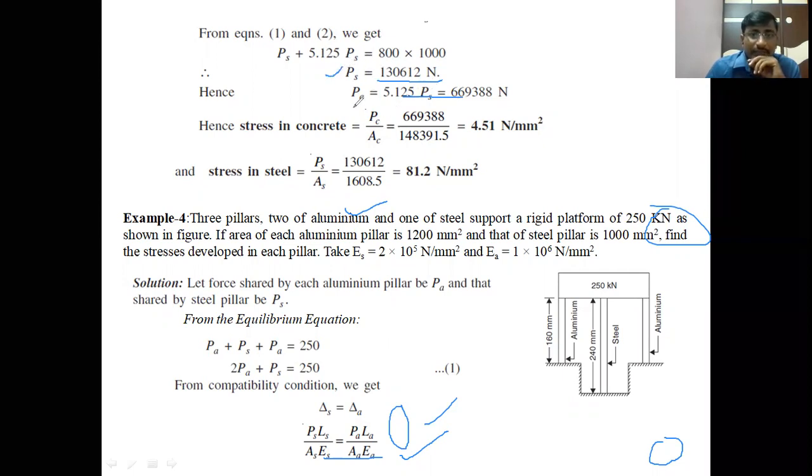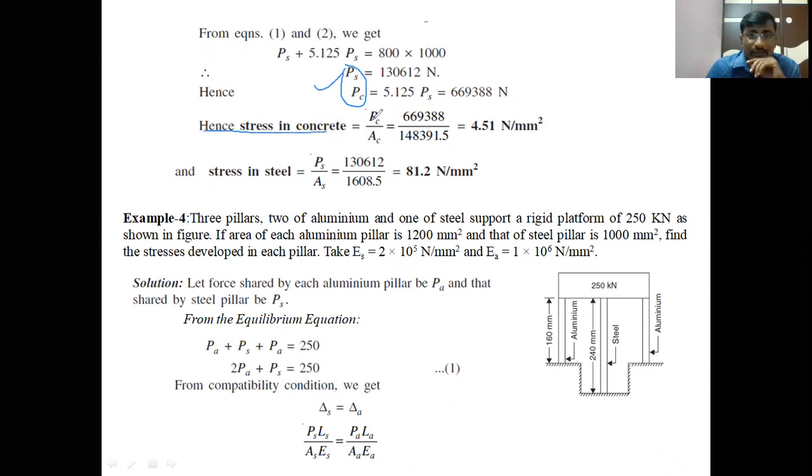Clear, students? Then PC, from equation 2, PC is equal to 5.125 PS, that is 5.125 into 130,612. Then we can get 669,388 newtons. That means 669.388 kilonewtons. This is 130.612 kilonewtons. Clear, students? So the load shared by each material we have calculated. From these two values, we can analyze the stresses in each material.